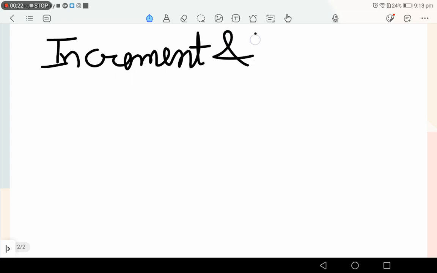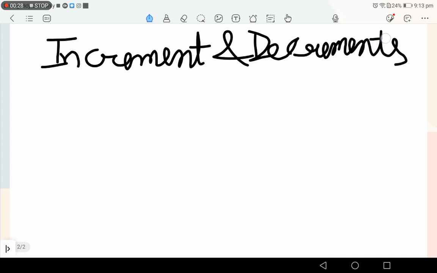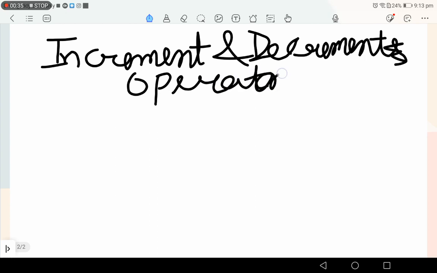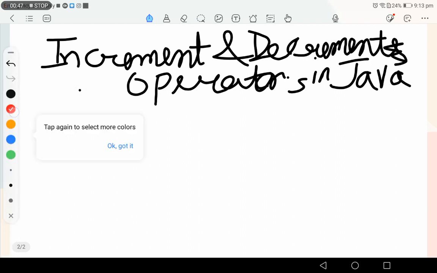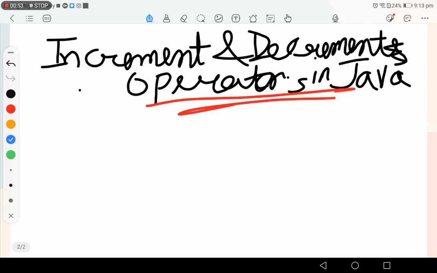So the topic is, let me tell you the topic. The topic is increment and decrement operators in Java. This is the topic. So let's start learning it.